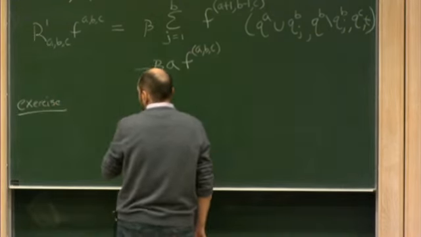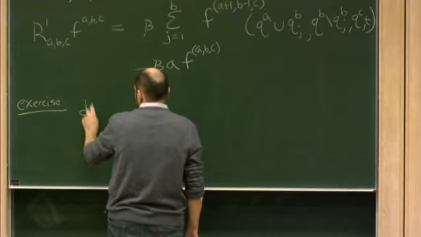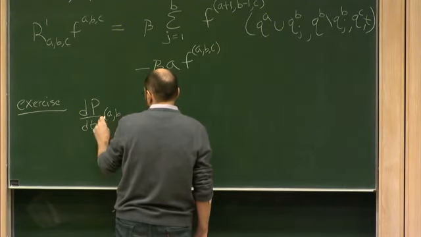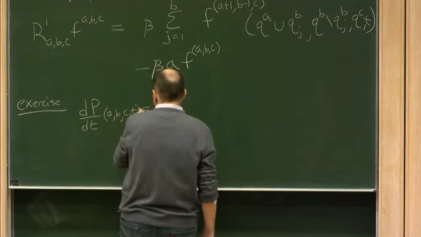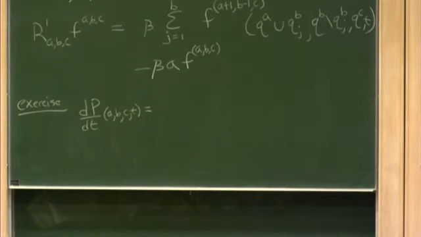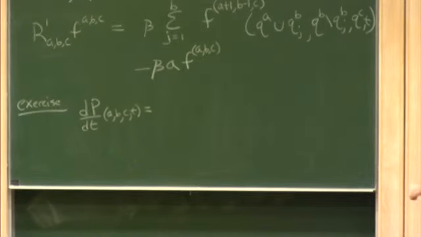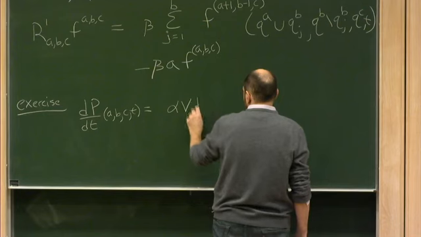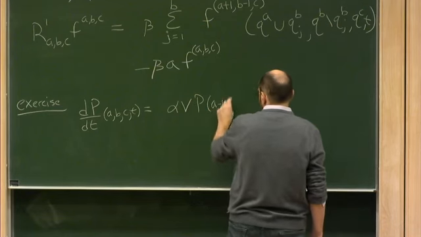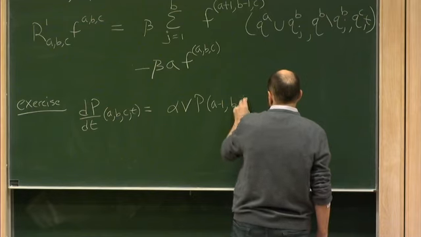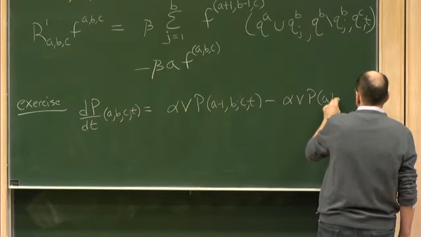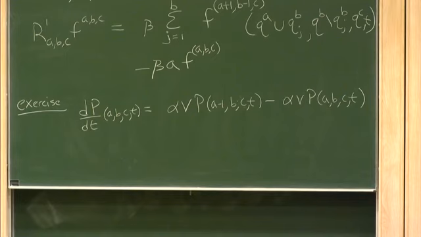You can now show that in this model, the probability that you're in the state with A molecules of species A, B of species B, and C of species C at time t, if you project out the spatial coordinates, should satisfy basically the standard master equation. So alpha v P of A minus 1, B, C at t, minus alpha v P of A, B, C at t. That's from the 0th order reaction. That was what I had given you yesterday.